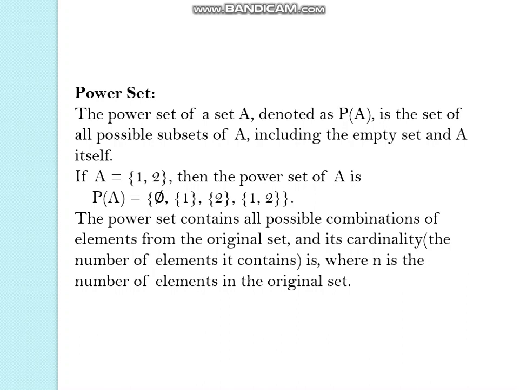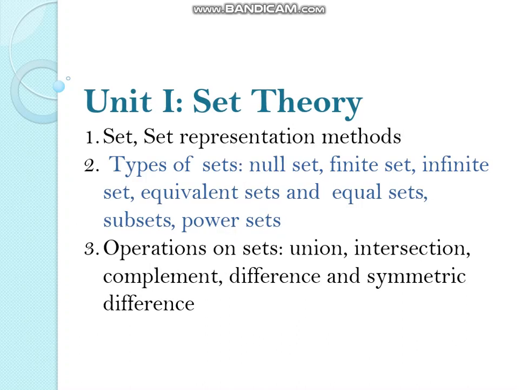So, if a set contains 3 elements, then the power set contains 2 raised to 3, that means a total of 8 elements, in which we have the empty set, the set itself, the singletons and the subsets containing 2 elements. So respectively, we can write the power set for a particular set, and the cardinality is given by 2 raised to n. In the next video, we are going to consider operations on sets: union, intersection, complement, difference and symmetric difference.